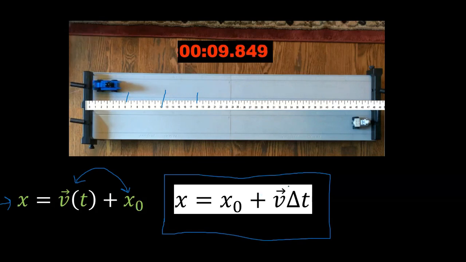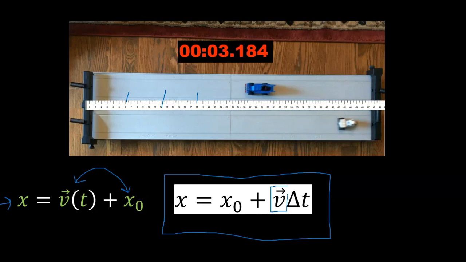Also, fix this in your notes. I made a typo. Make sure that the velocity variable has a vector arrow above it because it is a vector. And make sure that the time variable here represents a time interval. It's delta t, not just a plain old t.